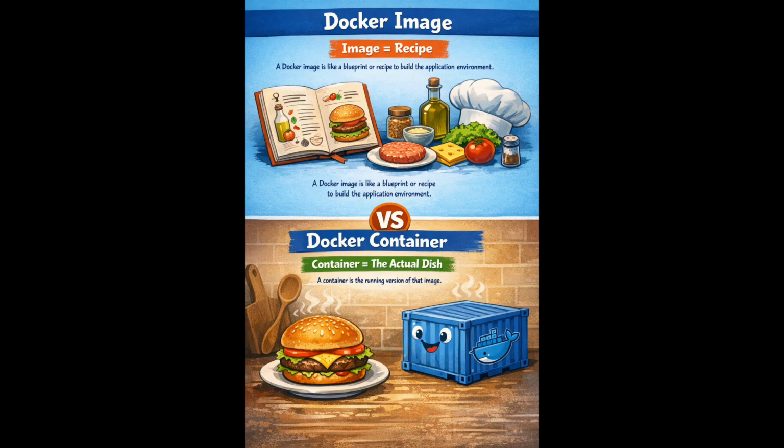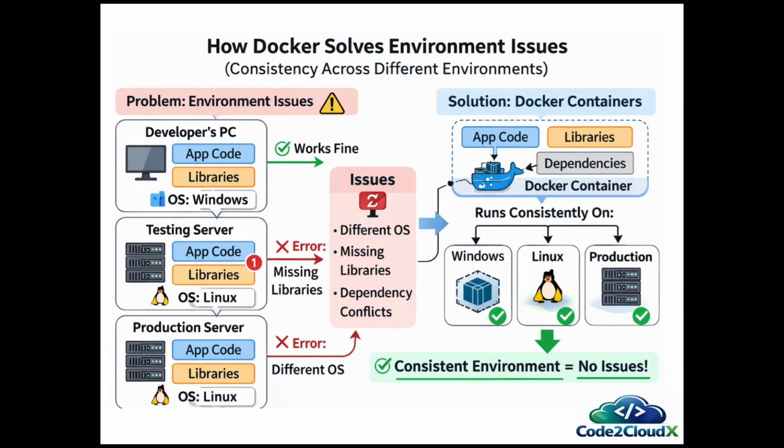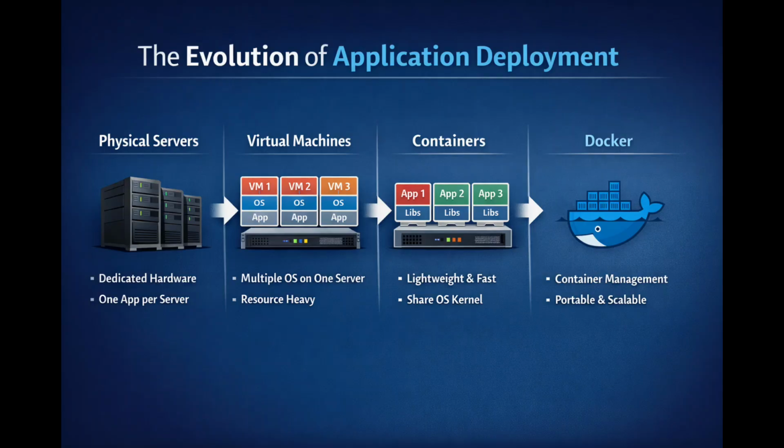So, a quick recap. As we discussed in the past, developers used virtual machines. A virtual machine includes an entire operating system, which makes it heavy and slow. Whereas Docker containers are different. They share the host operating system, making them lightweight, fast to start, and easy to scale. In this video, we understood the complete journey of application deployment, from physical server to virtual machine and finally to containers and Docker. In the next video, we will start working with Docker practically. We will install Docker and create our first container step by step.